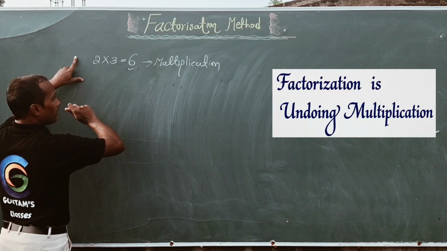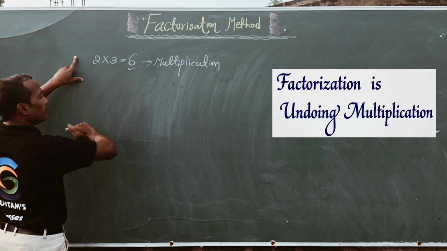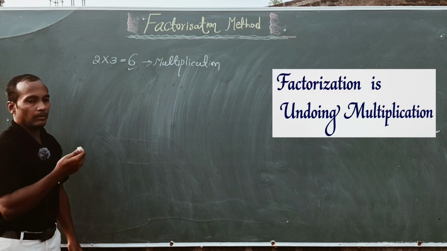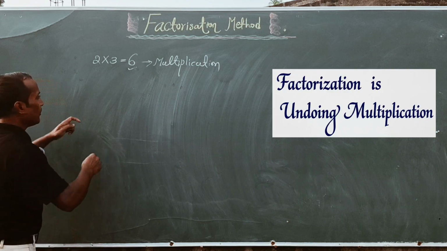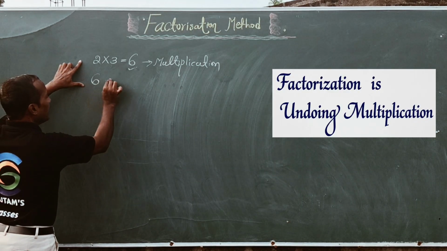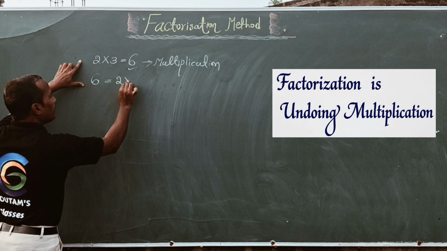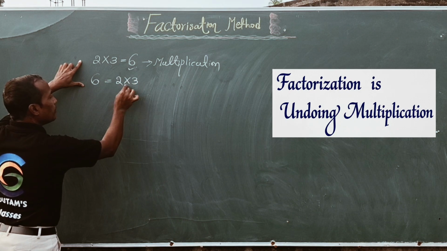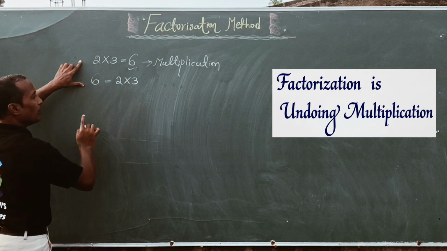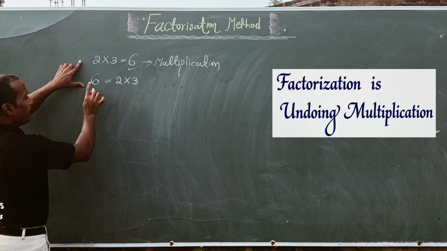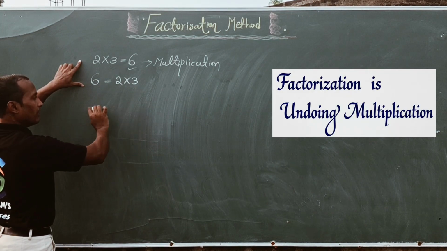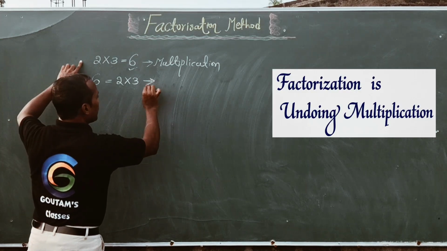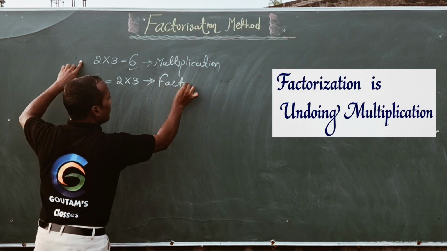This is called multiplication. When you do the reverse of this, when you write the multiplication backwards, this will be called factorization. Suppose I write 6 and then I represent it as product of 2 and 3, like 2 into 3. This is called factorization. I have written 6 as a product of its factors. The factors are 2 and 3. This is called factorization. Alright.